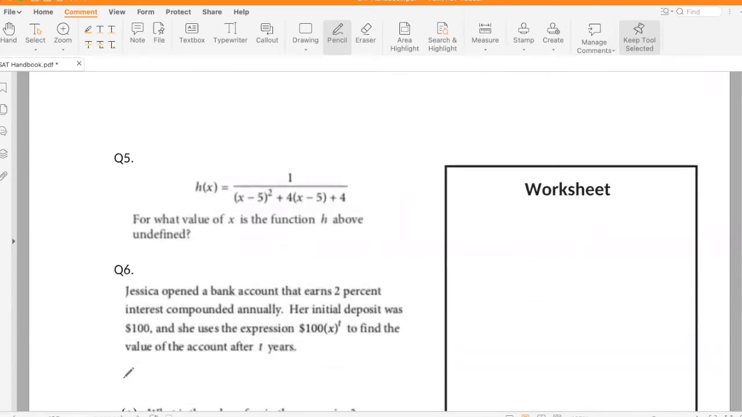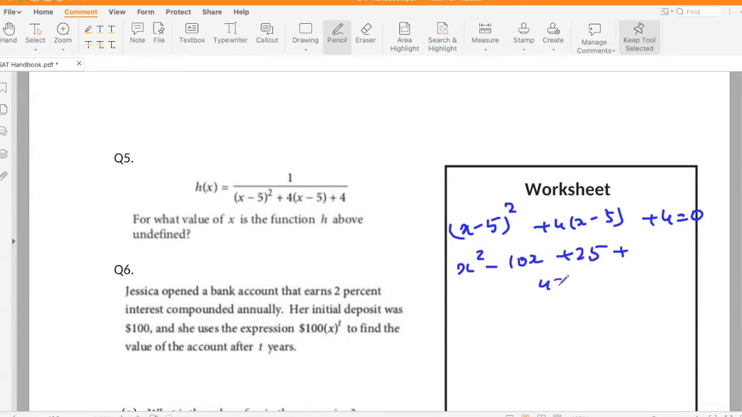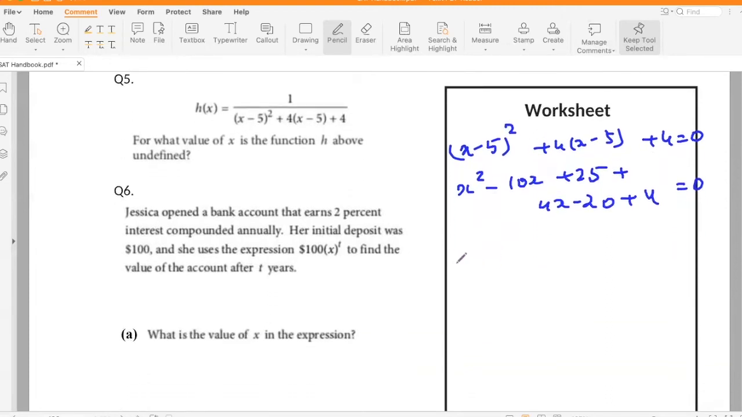For what value of x is the function above undefined? So for a function to be undefined in this form, the denominator should be 0. So x minus 5 whole squared plus 4 times x minus 5 plus 4 should be 0. So x squared minus 10x plus 25 plus 4x minus 20 plus 4 is 0. So that becomes x squared minus 6x plus 9 is 0. So that's x minus 3 whole squared is 0. So x should be 3.